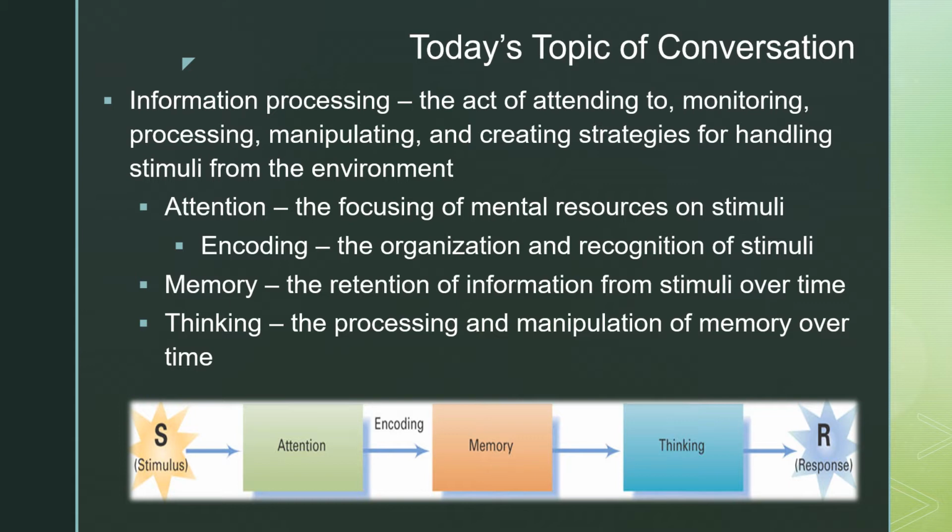First step in this information processing process is what we call attention, the ability to focus our attention, to commit mental resources to the stimulus that we'd like to eventually respond to. A key element to this attention step is the process of what's called encoding, finding ways to convert what it is we're experiencing, both the stimuli and the environment, into something that our mind can make sense of.